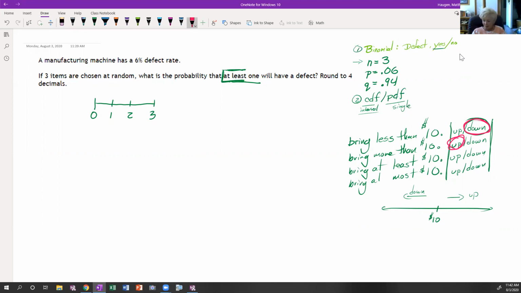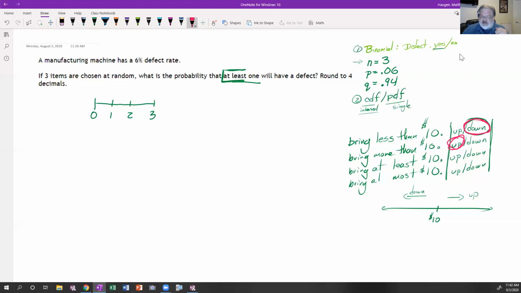No, I mean, up. At least 10 is above. Notice we start to argue there though, right? At least is 10 or more. At least gives you a lower bound, right? It tells you what the bottom is.